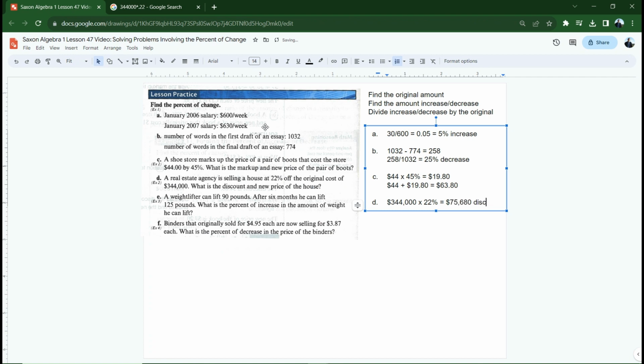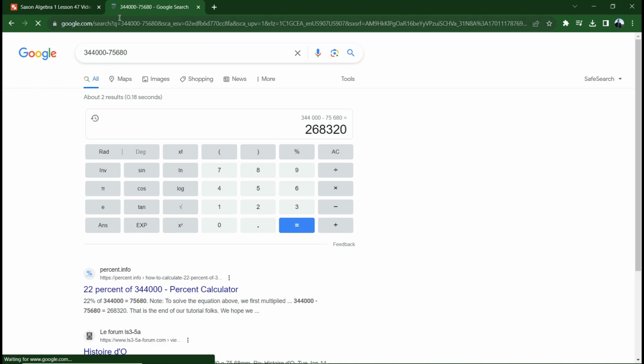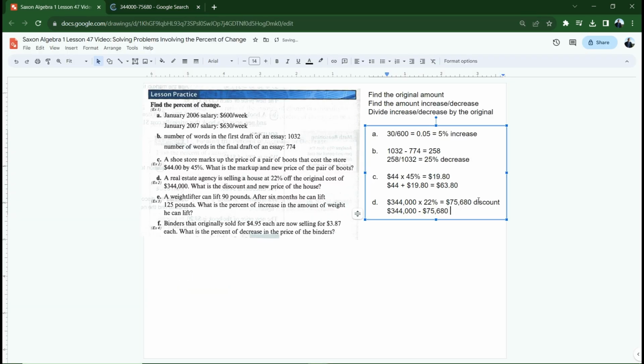75,680 discount. So the new cost is going to be 344,000 minus 75,680. 344,000 minus 75,680 gives me 268,320. 268,320 is the new price of the house. Still sounds like a bargain compared to the original price.